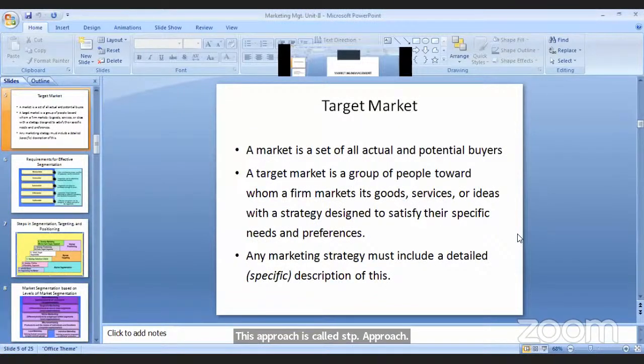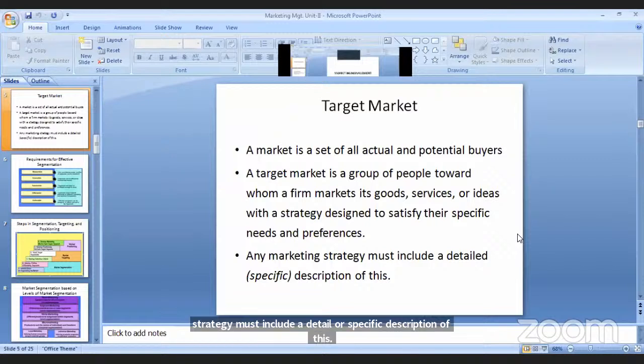Okay. Target market means a market is a set of all actual and potential buyers. A target market is a group of people towards whom a firm markets its goods, services, ideas with a strategy designed to satisfy their specific needs and preferences. This is what is called target market. Any marketing strategy must include a detailed or specific description of this.